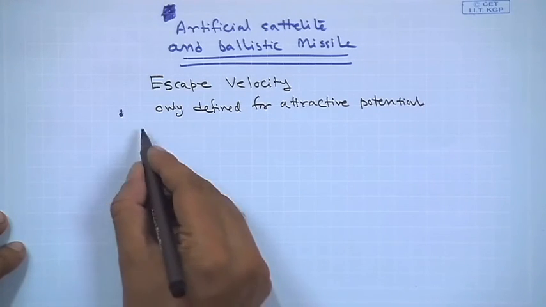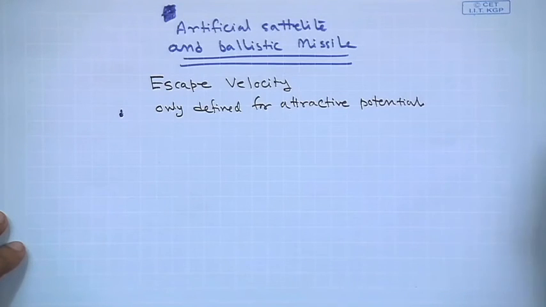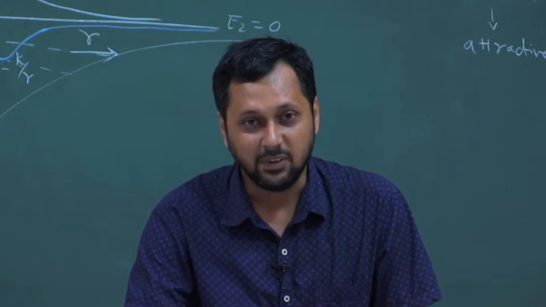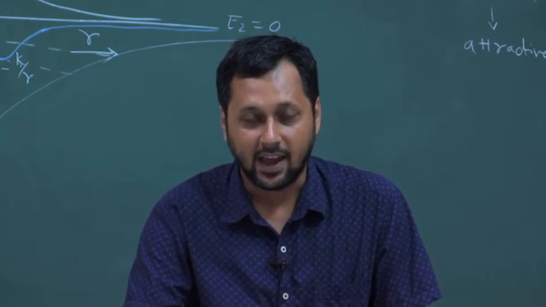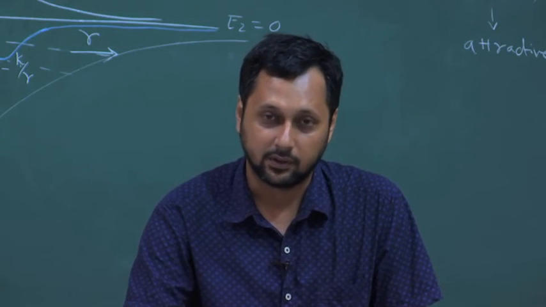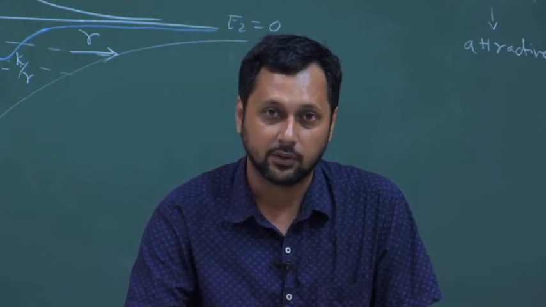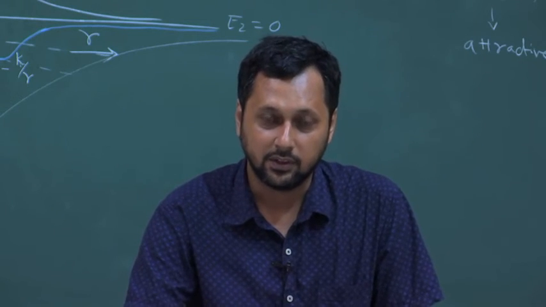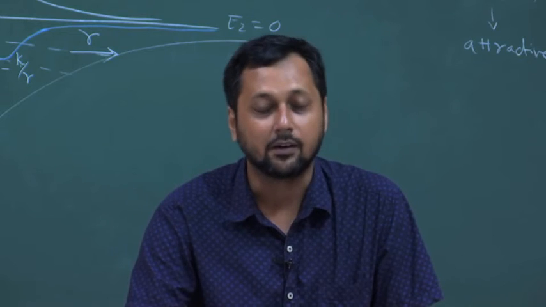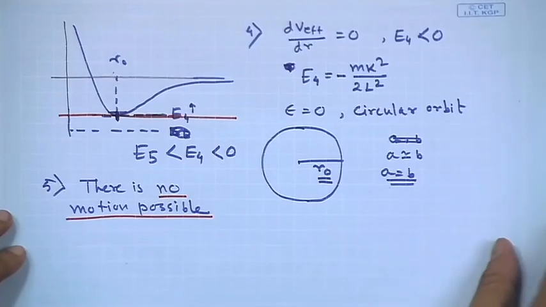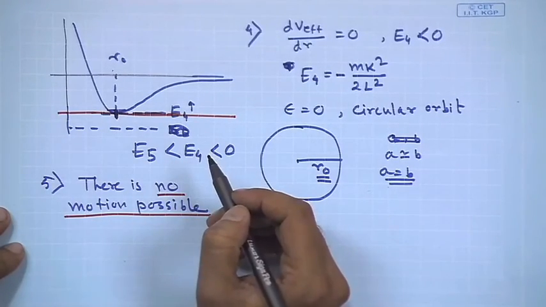So, let us say we have an attractive potential, and we have to go out of this potential. If we have to go out of this potential, we need to have some minimum energy, and that minimum energy can be associated with a kinetic energy. Kinetic energy means it will be associated with the velocity, and that minimum velocity that is required to escape from an attractive force field is called the escape velocity. So, let us take an example. Let us say this particular force field we have just discussed.